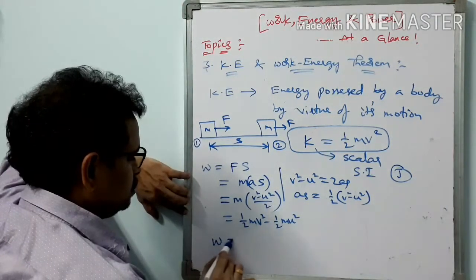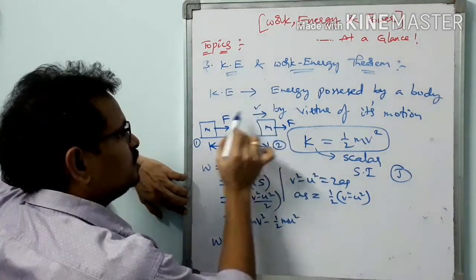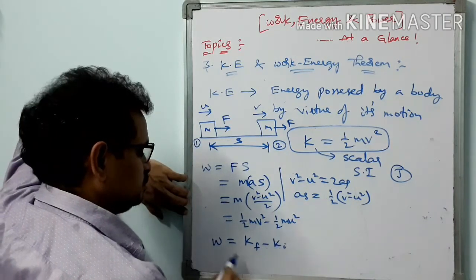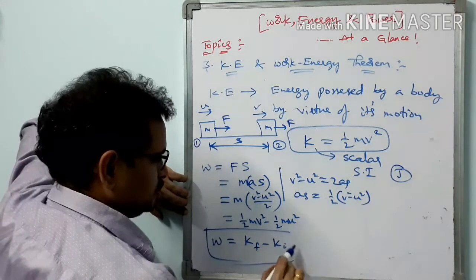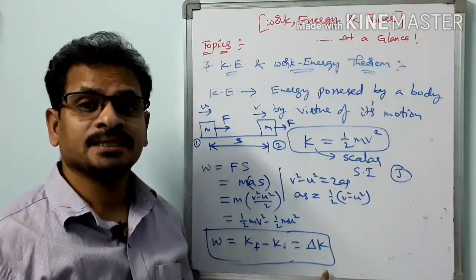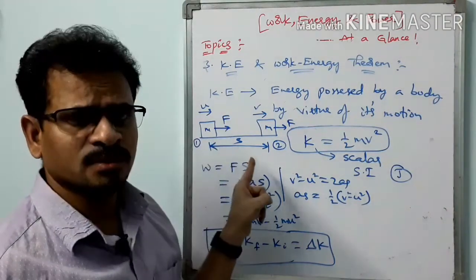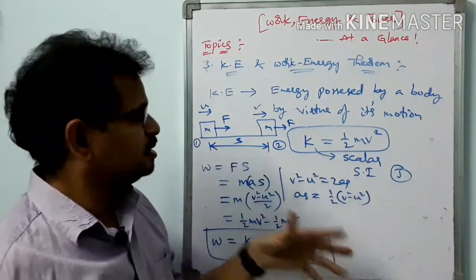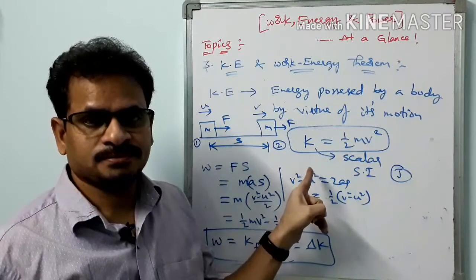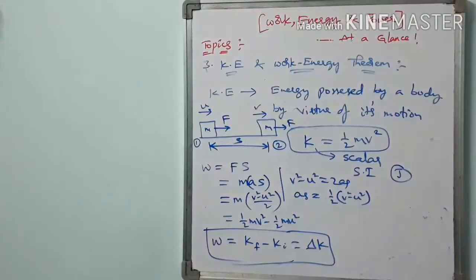Here let the velocity of the body be v and the initial velocity be u. So W equals Kf minus Ki, which is equal to delta K. So work done is equal to change in kinetic energy. This is known as the work energy theorem. If an external force acts on a body and displaces it in its direction, then the work done by that force is equal to the change in kinetic energy of the body. Got it?